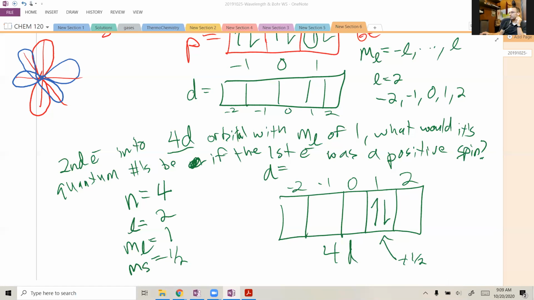Negative. It should be -1/2. So every electron should have its own set of quantum numbers. They can't have the exact same ones, right? So it's kind of like talking about a specific one versus the other.